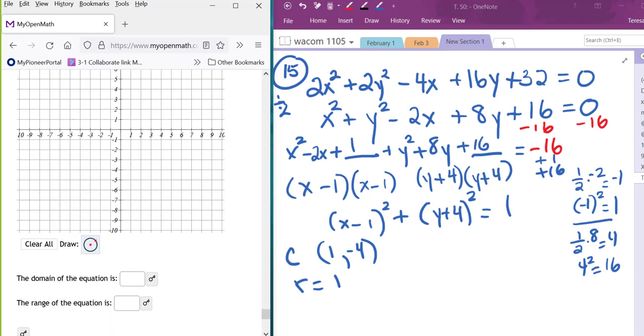I don't think we need to draw it. Okay. You guys okay with that if I don't draw it? All right, I'm going to take that as a yes.